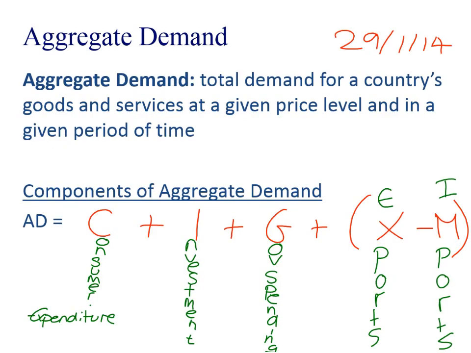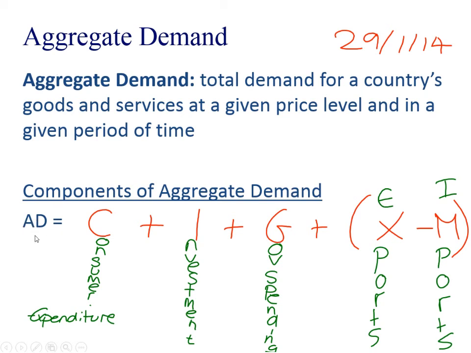Alright then, so aggregate demand is looking at the total demand in an economy for goods and services at a certain price level at a period in time. Aggregate, just remember, is kind of the sum of the collected total. And what's more useful to learn, although I've learned both of them, is the equation.